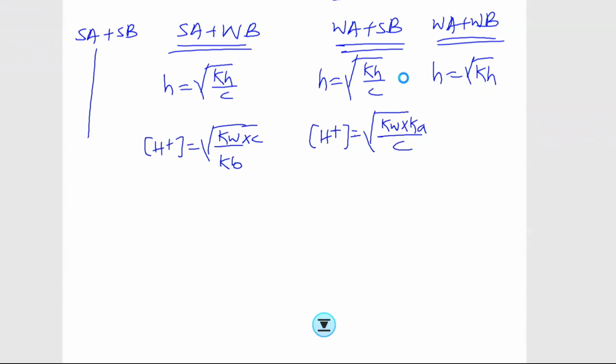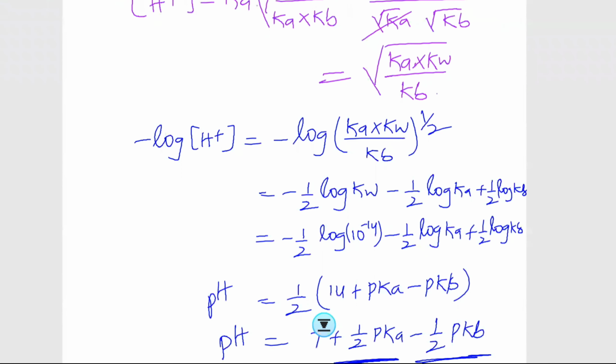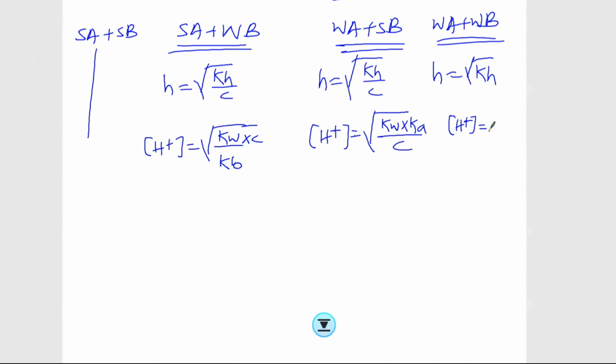And here, what happens? Here concentration of H plus becomes what? Simply, what we got? Ka into Kw by Kb. That's it. And pH here is what? It is less than 7. So 7 minus 1 by 2 pKb minus 1 by 2 log C.